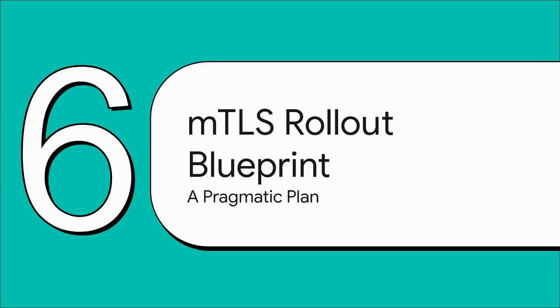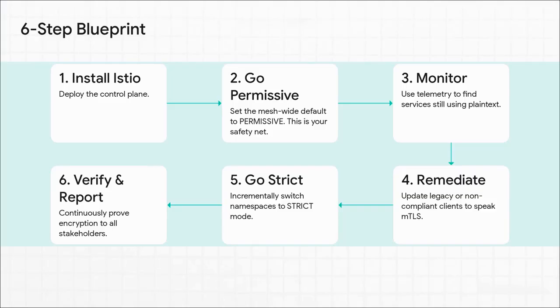Okay, let's bring it all home. We're going to wrap all of this up into one simple, actionable blueprint. This is the pragmatic plan you can take back to your team for your cluster. So here it is, the complete playbook. Step 1, get Istio installed. Step 2, immediately set the mesh-wide default to permissive mode. That's your safety net. Step 3, monitor and identify.